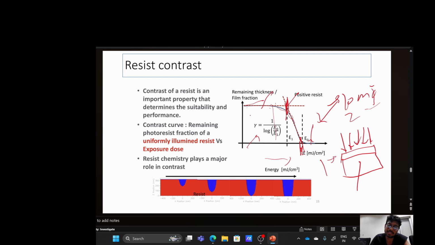First you need to see the slope of this curve, where it cuts the x-axis. That is E naught. And where it reaches the maximum, the total thickness, that is E1. Wherever it cuts, this energy is the E1 energy. From this you can calculate the resist contrast.